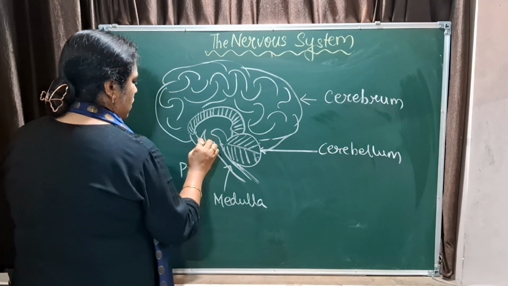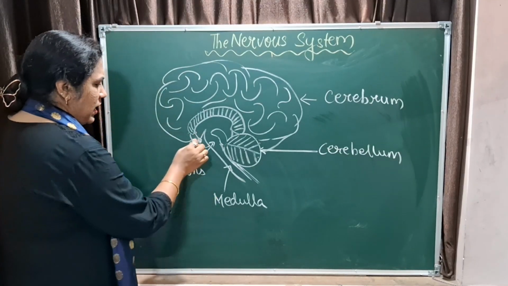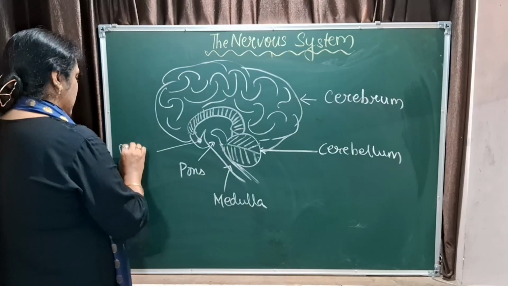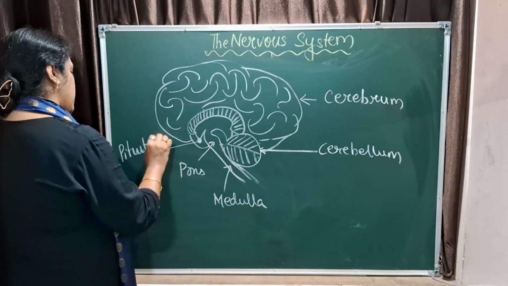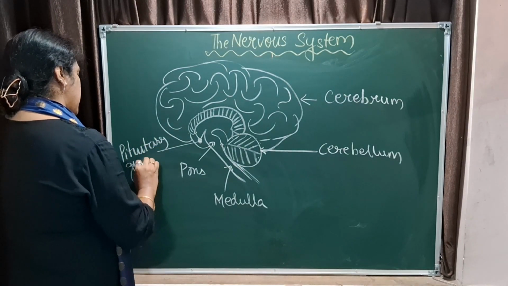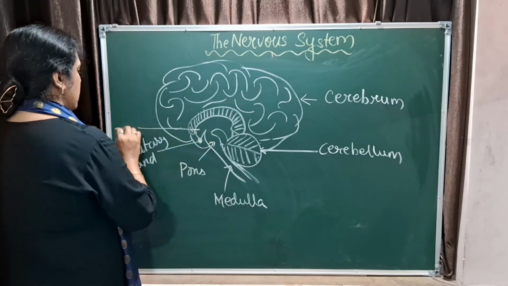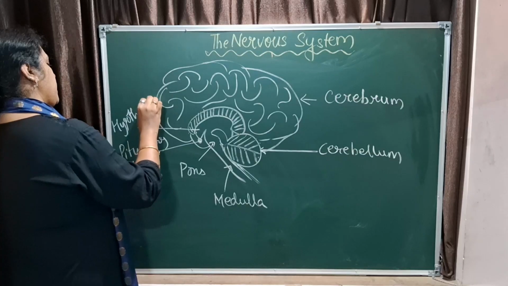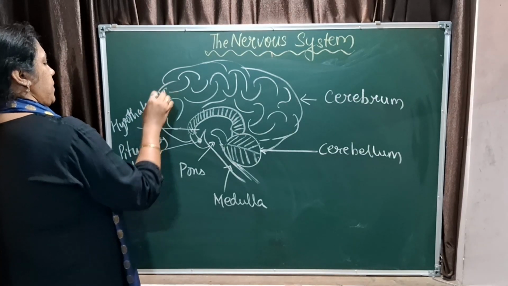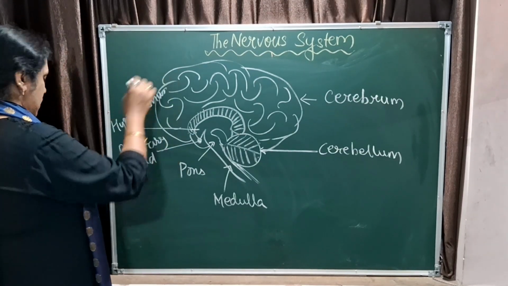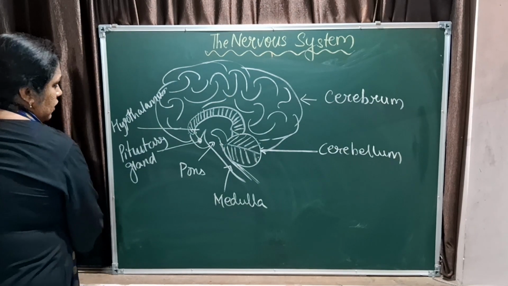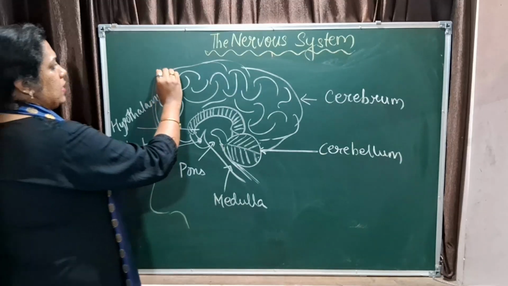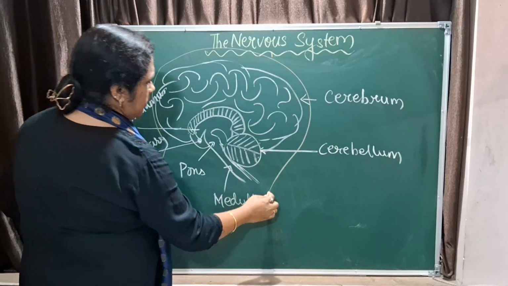Here, at the base of the hypothalamus, there is a small pea-shaped gland that is called your pituitary gland, and this one is your hypothalamus. Okay, this is your basic human structure. If you see, this is your brain, this is your nose and so on, and this is your head.